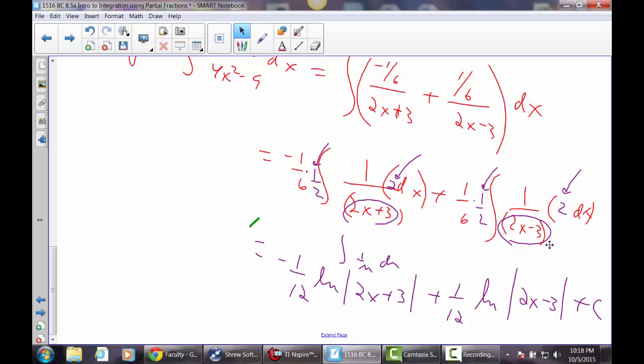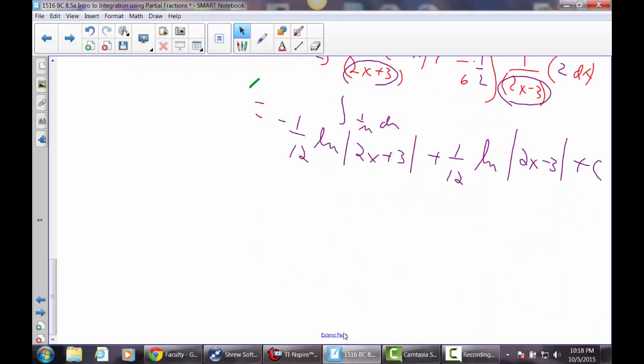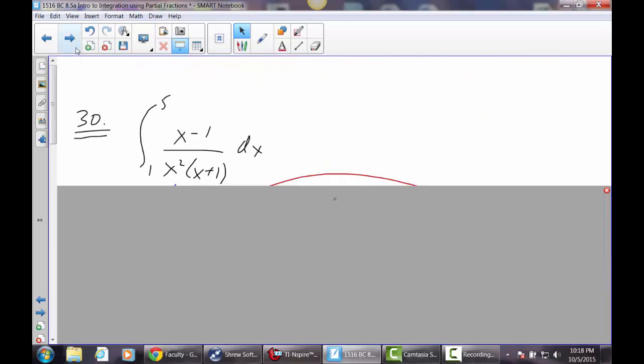Same thing here. Let u equal 2x minus 3. Derivative is 2 dx. Introduce a 2, sorry, counteract with a half. You get negative 1/12, and you're integrating 1 over u du, which is ln absolute value of u. Same thing here. So pretty straightforward once you get the fraction decomposition.